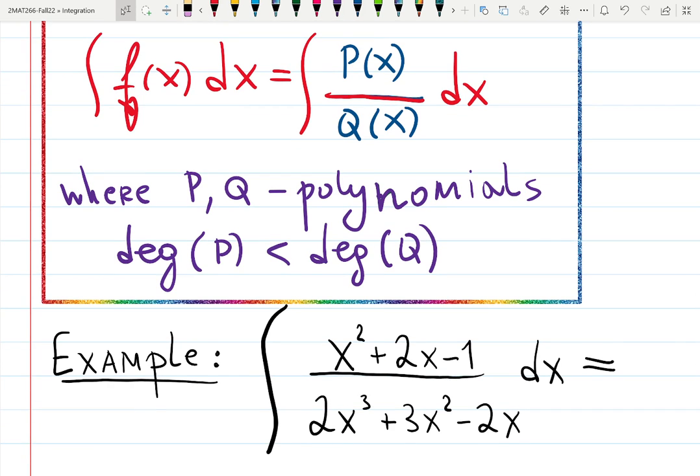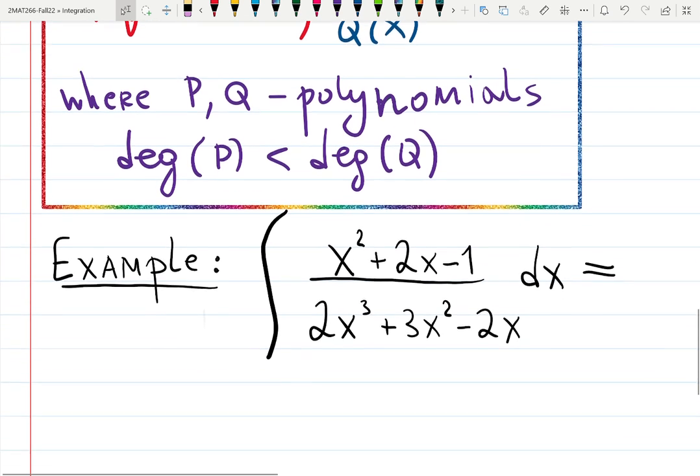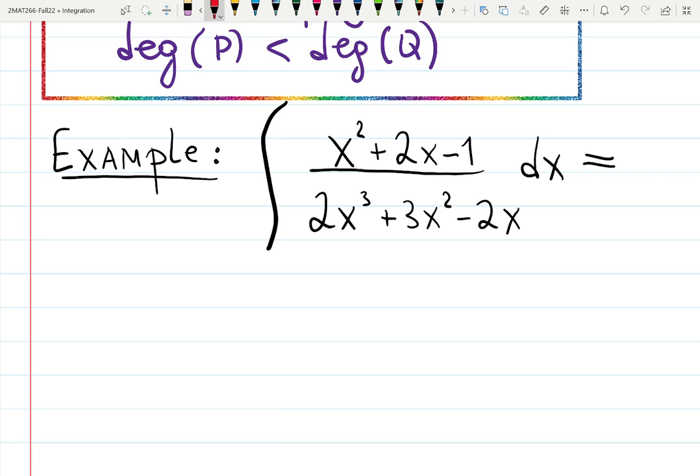Example: the integral of (x squared plus 2x minus 1) over (2x cubed plus 3x squared minus 2x) dx. You can try to do your substitution, give up at some point, and then realize that polynomial over polynomial maybe should be done using partial fraction decomposition. Make sure you have enough space for this line. This will be a long line.